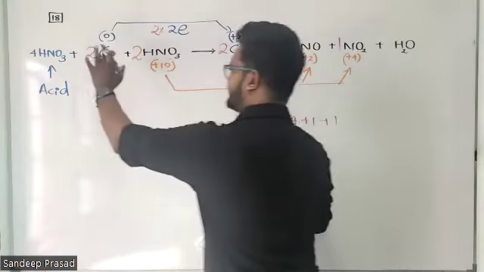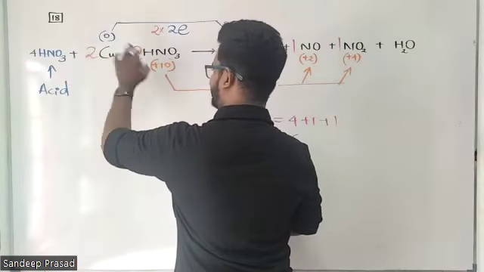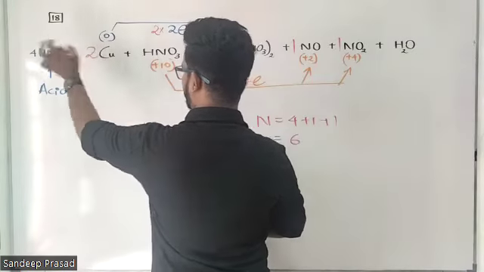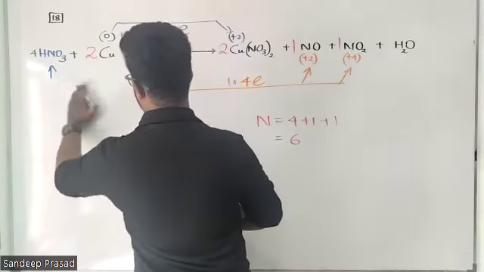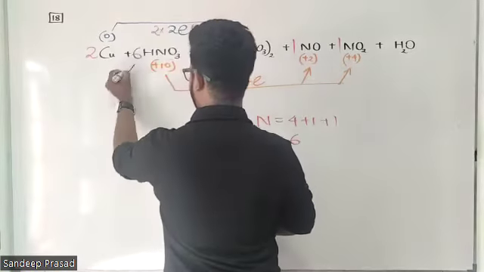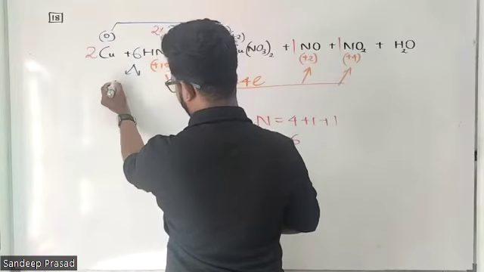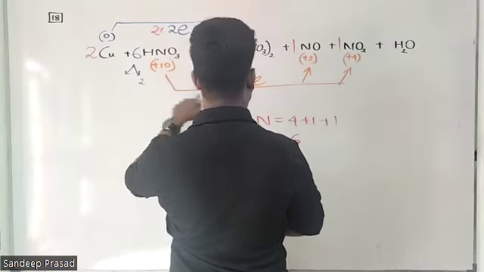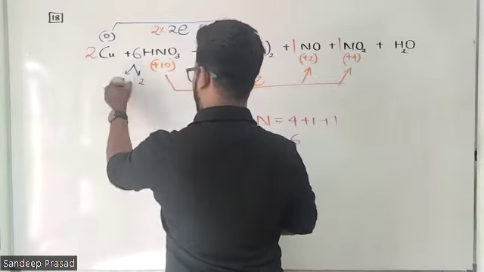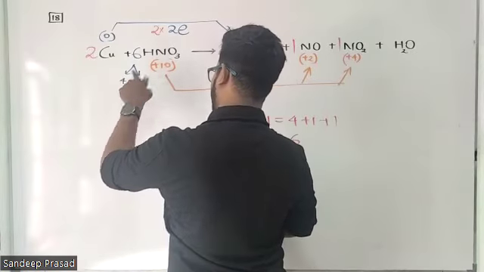Then there is no need to put this HNO3 separately. Then let me change this coefficient: 2 plus 4, the answer is 6. Then we don't have to put that. Remember, this 6 is representing 2 HNO3 molecules which are acting as oxidizing agent and 4 nitric acid molecules which are acting as an acid.